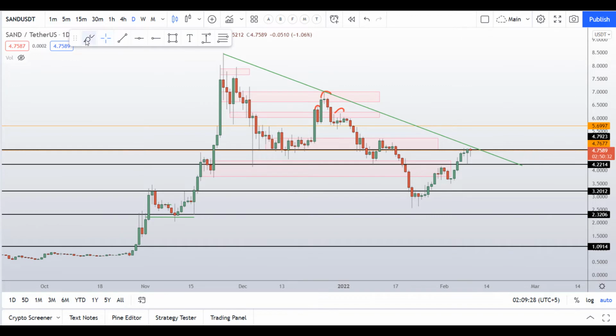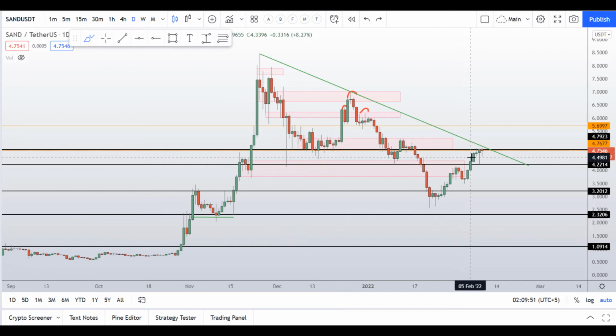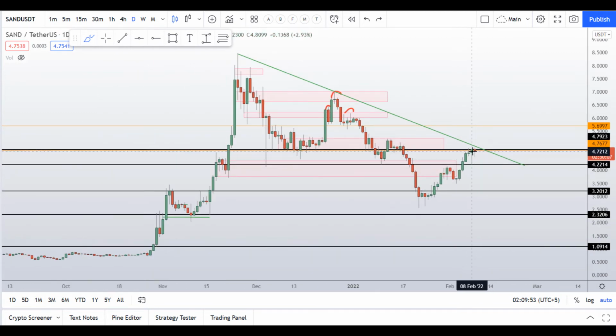I can also see this downward sloping trend line right here, and this horizontal support resistance area. So be very careful guys. Two things could happen from here. Either we see a gigantic breakout to the upside right here, or a gigantic breakdown to the downside here.